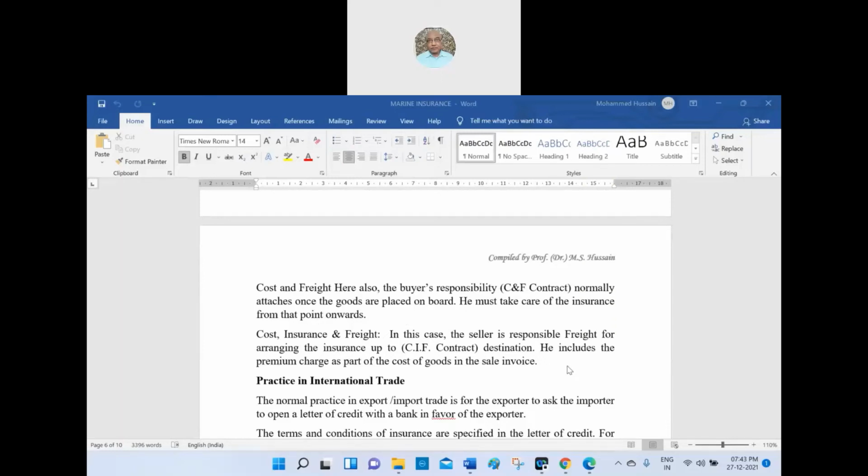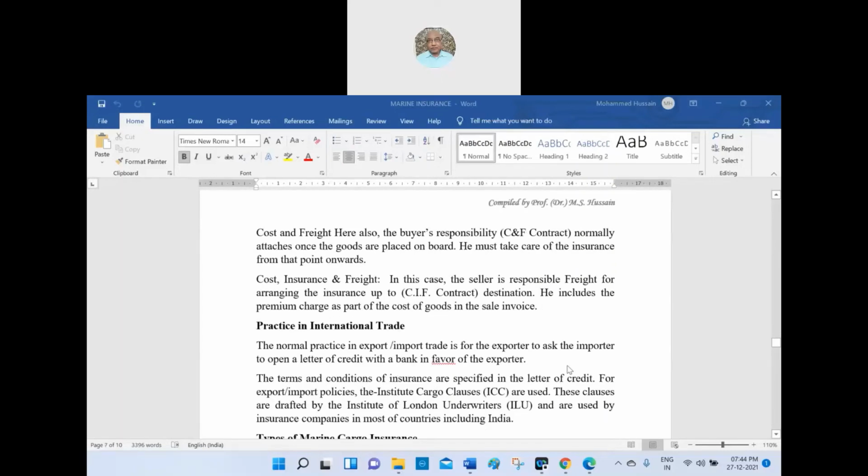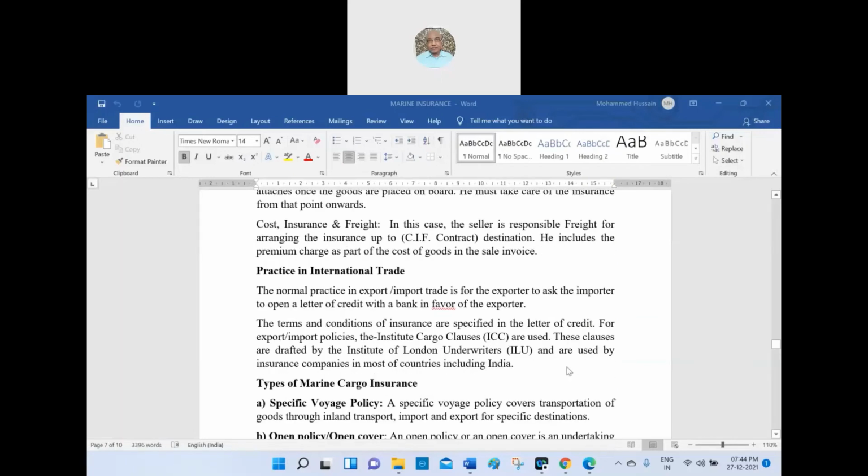Another is cost, insurance and freight. So cost is there, insurance is there, freight is there. In this case, the seller is responsible for arranging the insurance up to the destination under the CIF contract. He includes the premium charge as part of the cost of goods in the sale invoice also. When he pays the premium, he may recover it through the invoice, because he insured it until the destination. So the insurer should indemnify it as agreed. If not, it will be borne by the seller himself. So these are certain points of view.